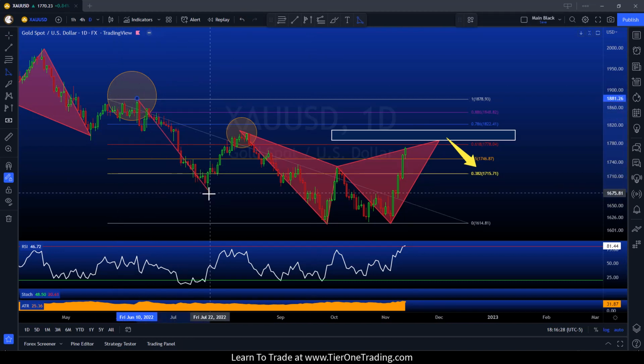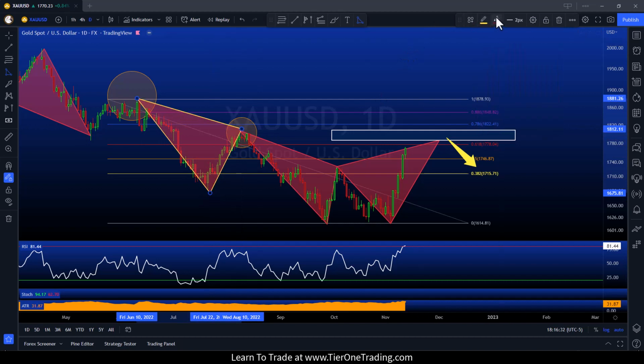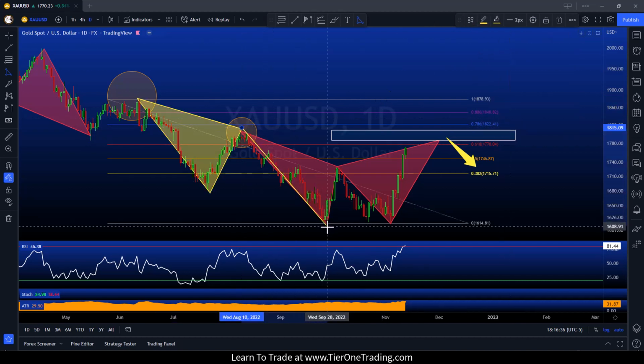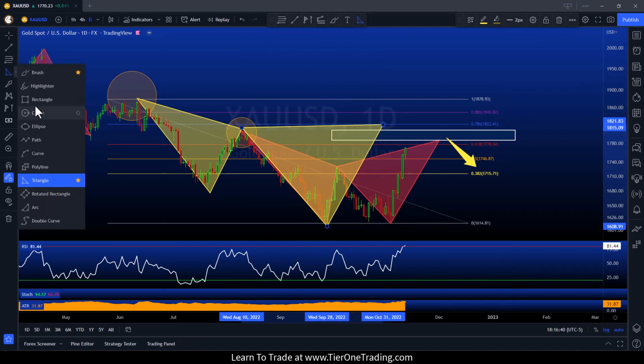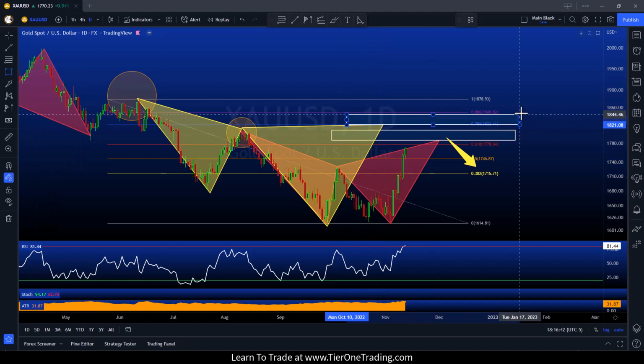X to A, swing high to swing low, A to B, right there. Let's make it a different color. Yellow works for me. B to C down here, and then a CD completion right at our 786 with our completion zone for the cipher being right here.